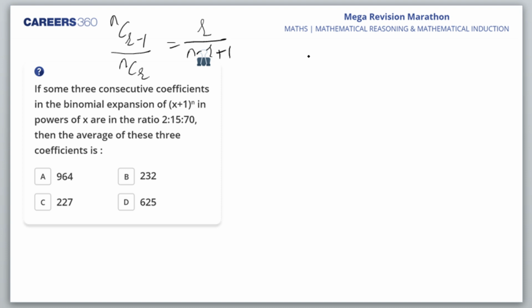So let's check that out. So this is the identity, students. nC(r-1) upon nCr is r upon n minus r plus 1. So we consider the coefficients as nCr, nC(r+1) and nC(r+2).